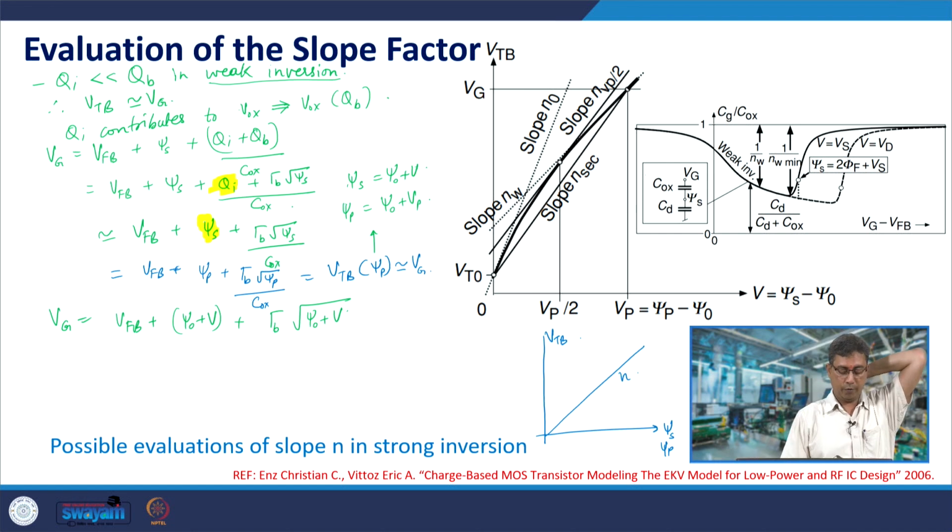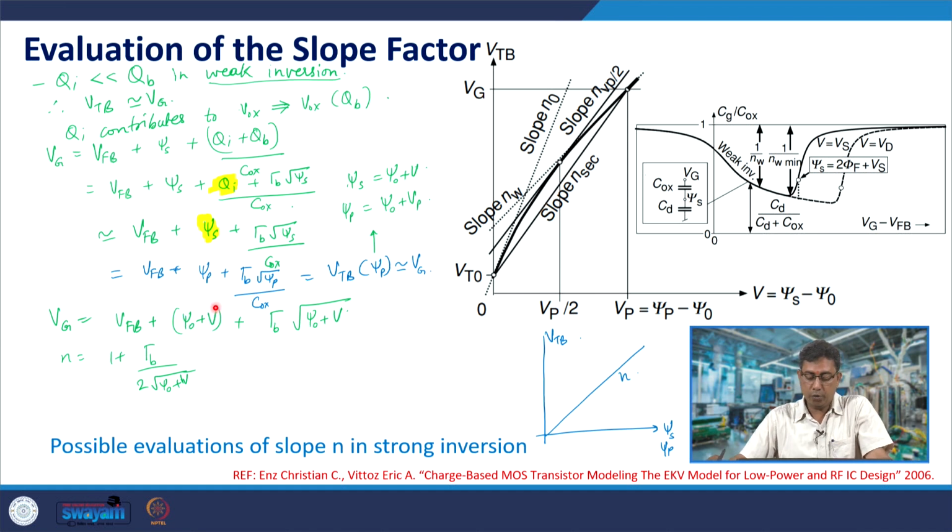Now, if I plot the value of n, it is 1 plus gamma b by 2 square root of chi naught plus V. So if I plot Vg versus V, I should get a plot which is similar to Vtb versus chi s. Vg versus V would therefore come out to be similar. Here we are discussing values of V which are very close to weak inversion. This is valid for weak inversion, as we discussed earlier, because we are not considering inversion charge in this expression Vg versus chi s.